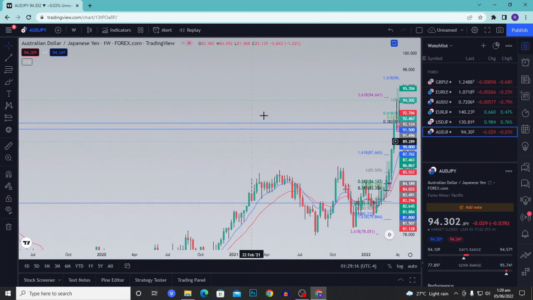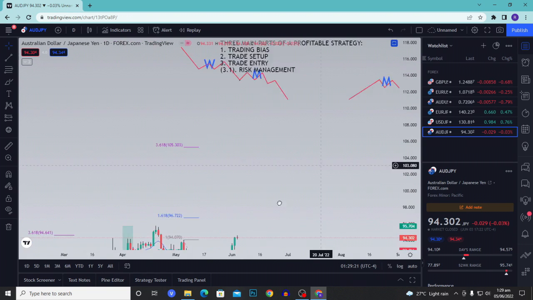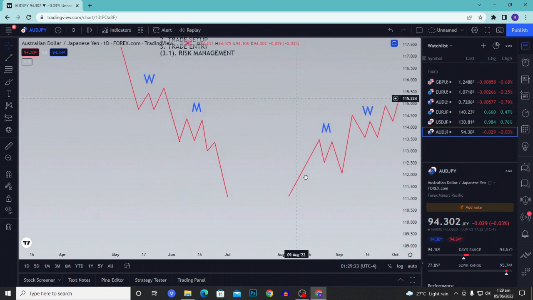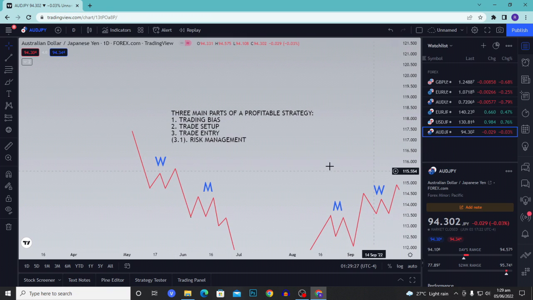Okay, now let's talk about entries. Go back to the daily time frame. Let's talk about entries right now. For this strategy, even though we look for our trading setups on the weekly and daily time frame, we switch to the 4-hour time frame for our entries. And our entries are a bit more complicated than just looking for M's and W's.